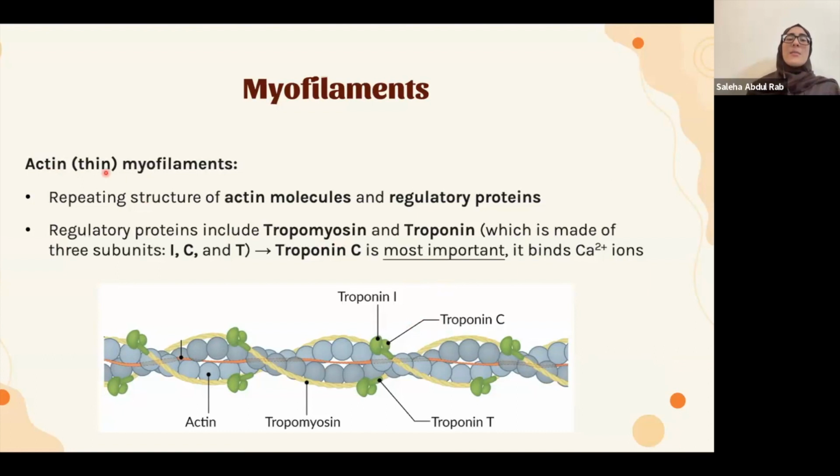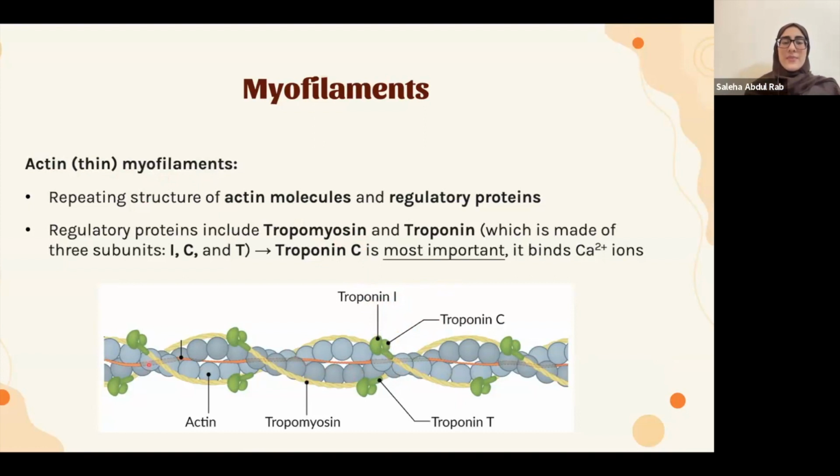So what is an actin myofilament? It's a filament, so it's a repeating structure of actin molecules and regulatory proteins. These proteins include tropomyosin and troponin. Troponin is made up of 3 subunits, troponin I, troponin C, and troponin T. And out of these 3, the most important one that you need to know is troponin C, which binds calcium ions. Keep this in mind, okay?